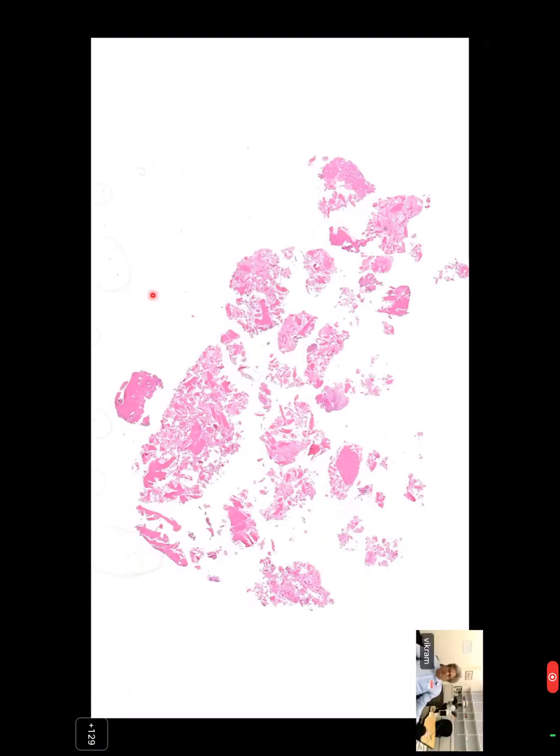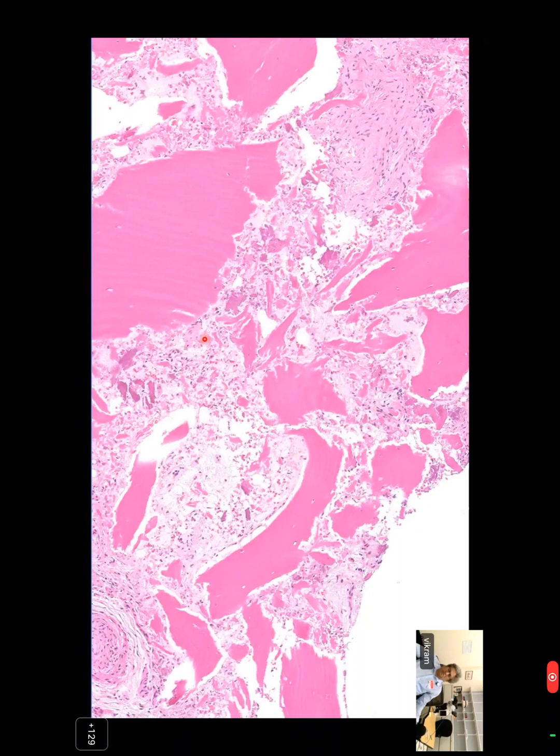So on low power, this is typical of biopsies. They'll sort of give you this. This is a particularly fragmented biopsy, but it's not uncommon to be fragmented. I wanted to stop here and see what you thought of this image and what this stuff is.